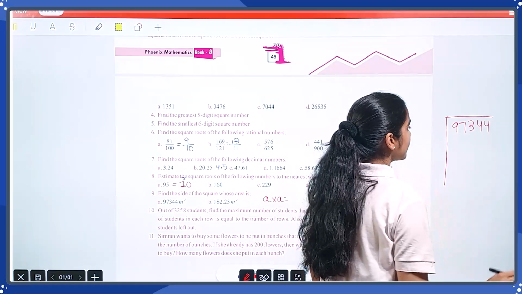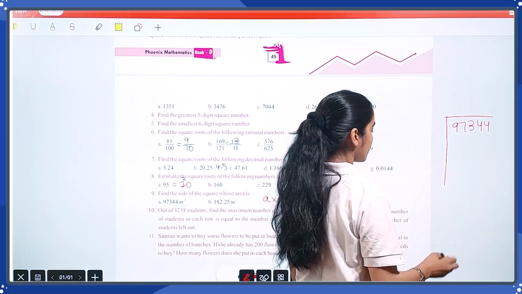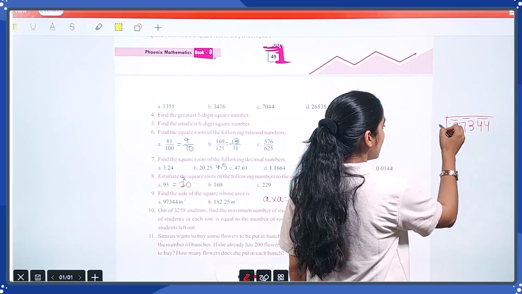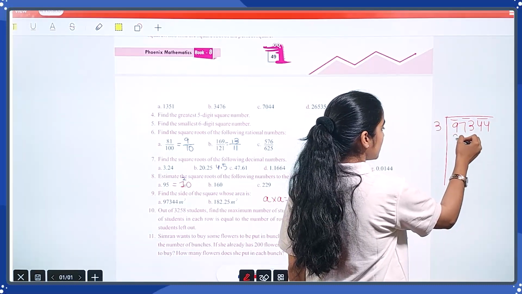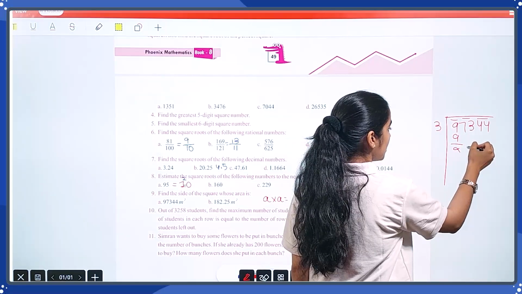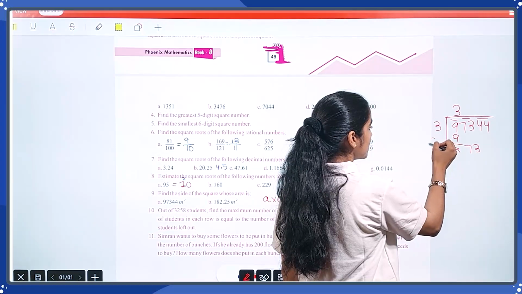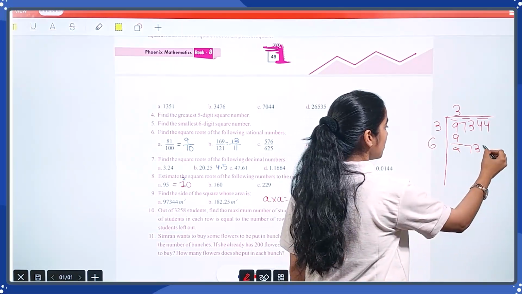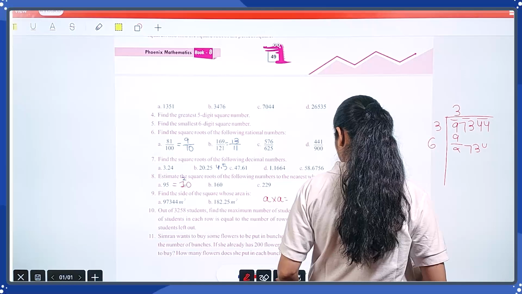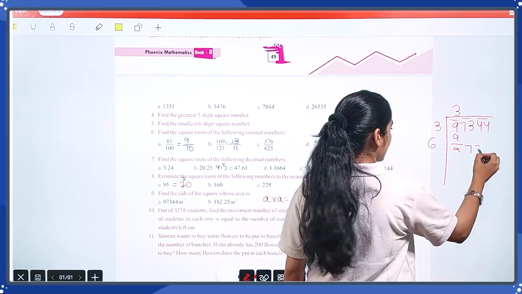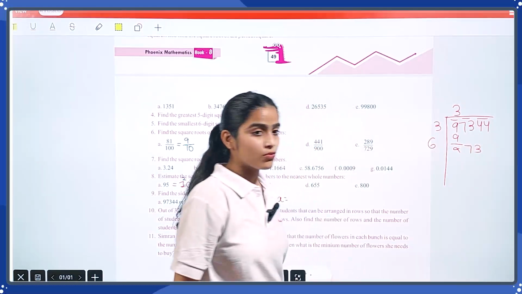97344. It is a 5-digit number. If we have a 5-digit number, it means the first number is alone and the second two have a pair. So first we take 3, then here we have 9, so it's crossed out. Next we take 73, here we have 3, double of 3 is 6. Now we have to choose a number which we multiply so we get a number equal to 73 or lesser than 73. Okay, so you can continue this process to find out the number.